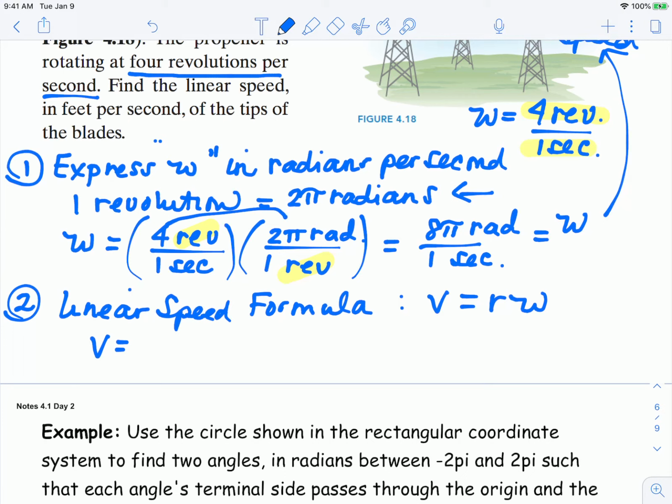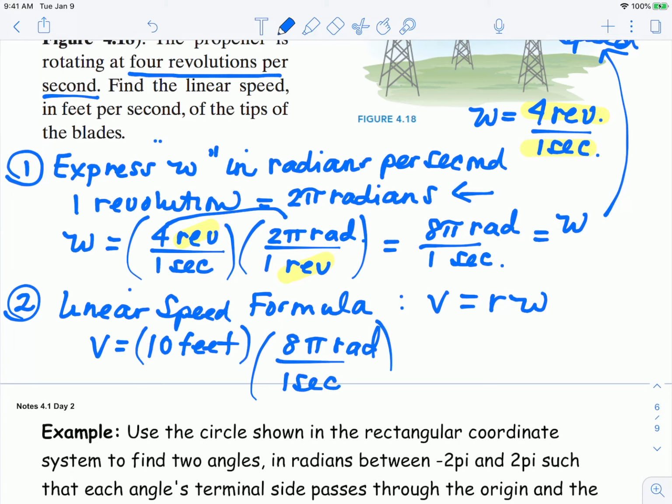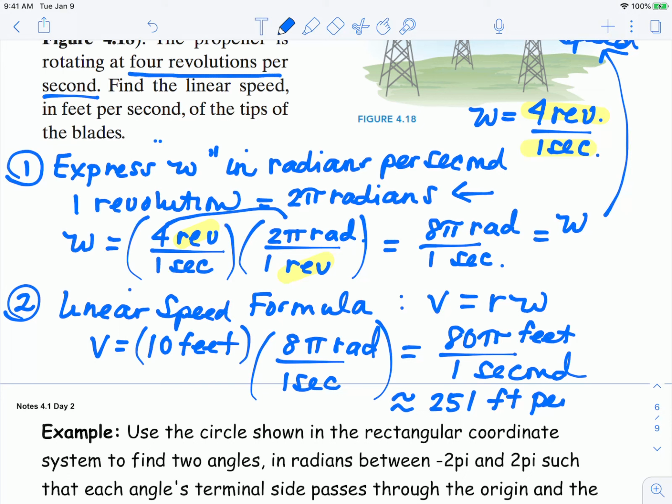So linear speed equals the radius of 10 feet times our part 1, 8 pi radians over 1 second. And now we're going to go ahead and multiply across. 10 times 8 is 80 pi feet over 1 second. You can also plug that into your calculator, and it's approximately 251 feet per second.